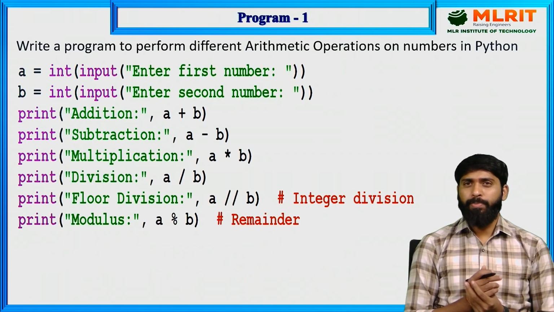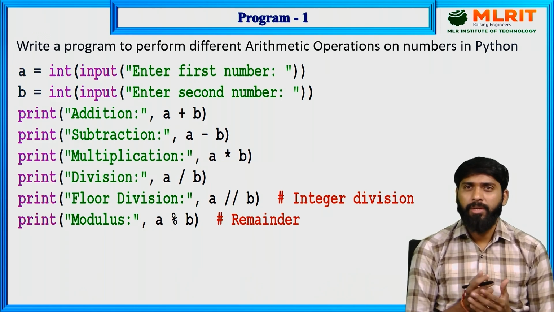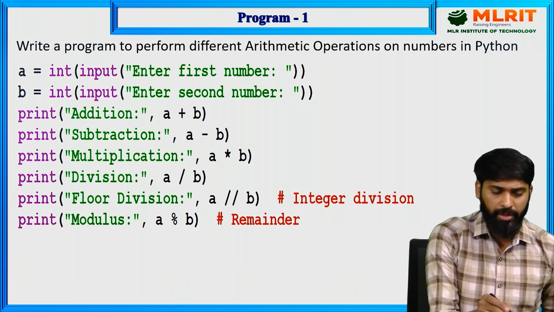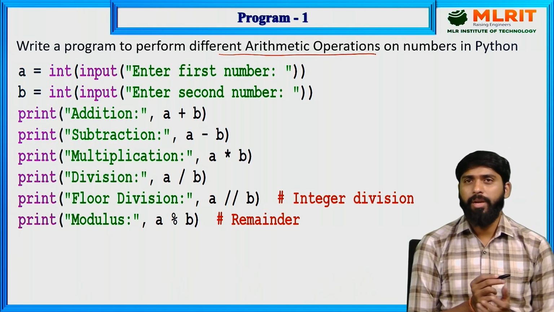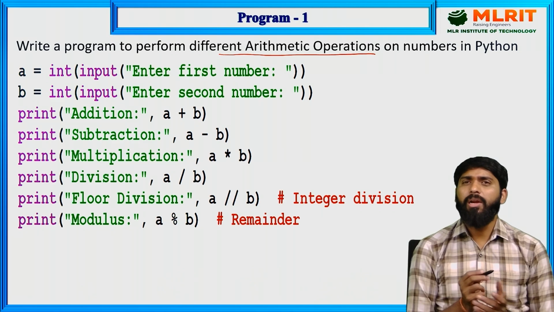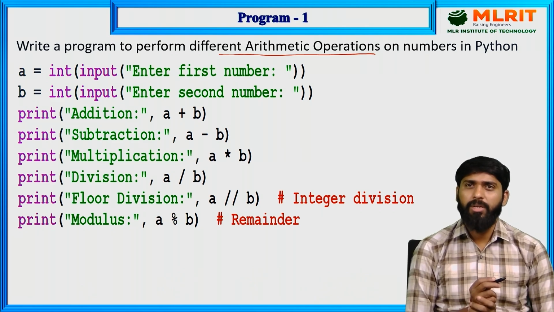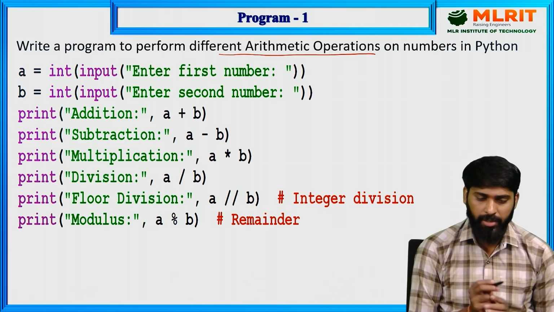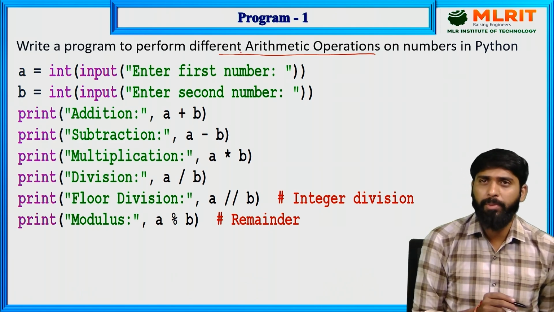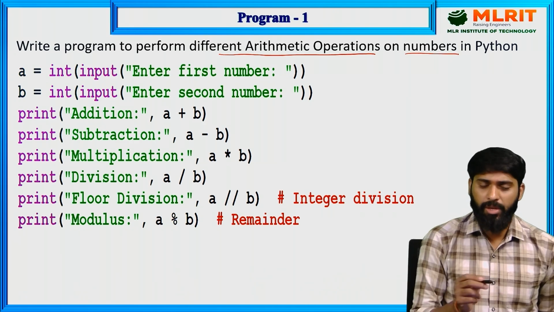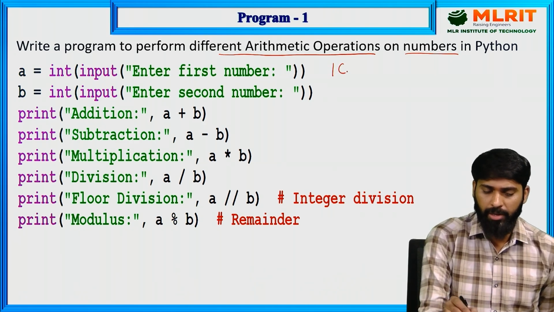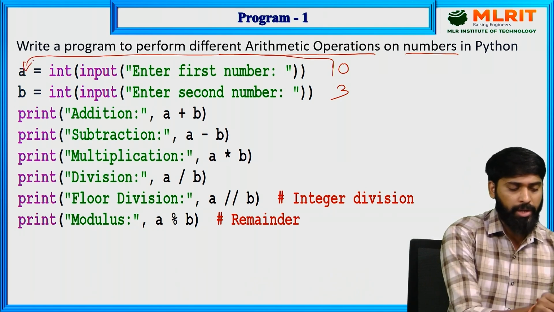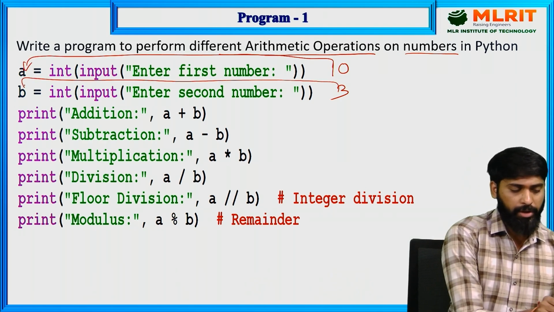So this is the first program in our Python programming lab. The purpose of the program is to perform different arithmetic operations on numbers in Python. Already in our previous class, we discussed that whatever you read from the keyboard is in string format. So for example, here I want to perform arithmetic operations on numbers. If I give input like this, 10, 3, then 10 is assigned to variable A, 3 is assigned to variable B.